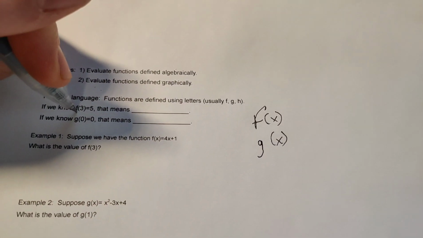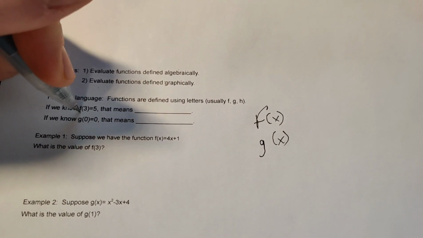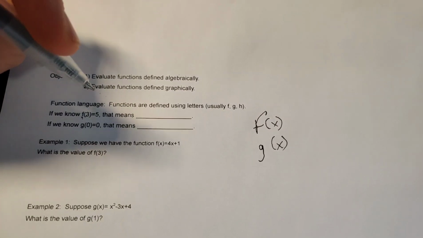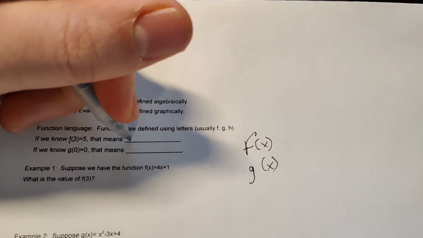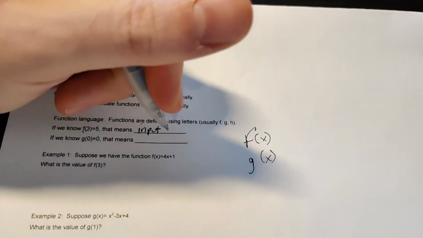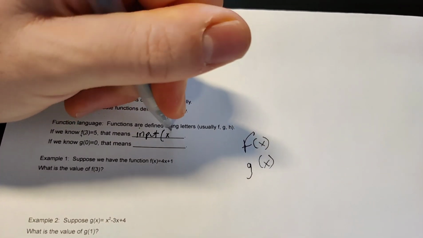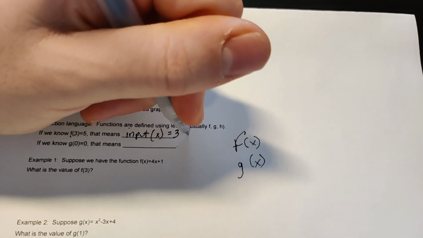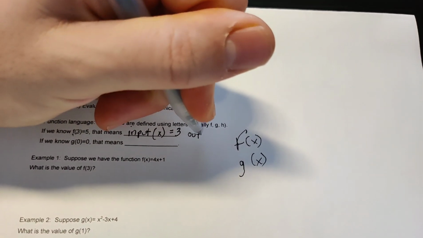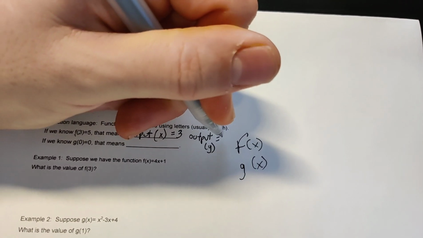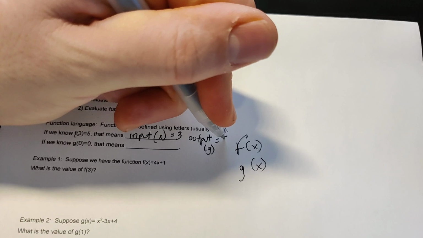Over here, the way we read this is f of 3 equals 5. What does that mean? That means input, and we know input is the x, is 3. Output, which is the y, is 5.